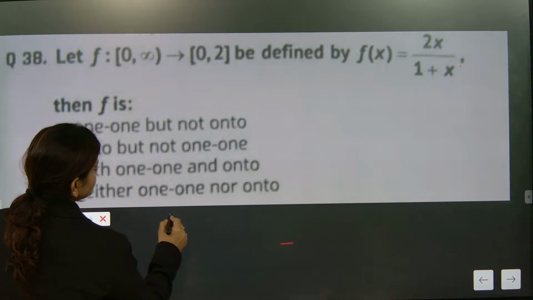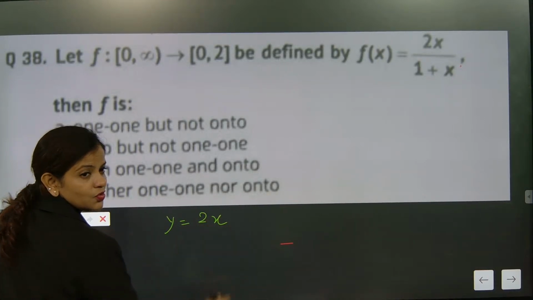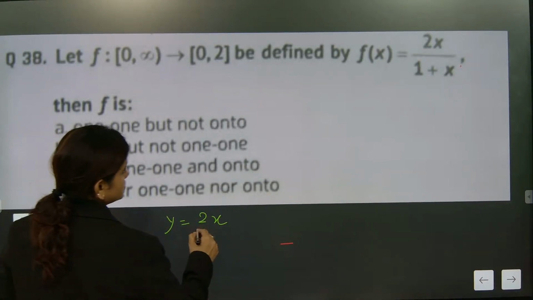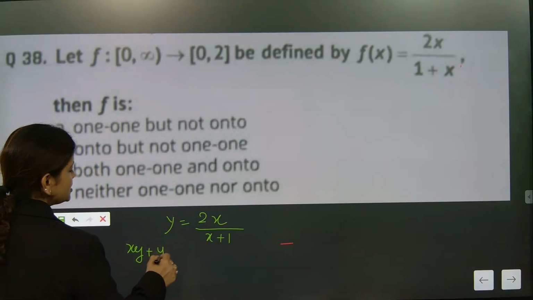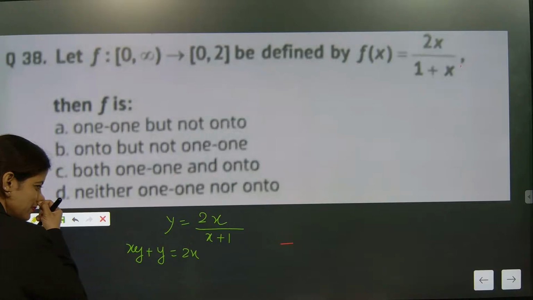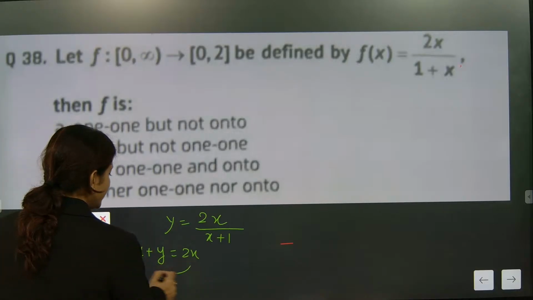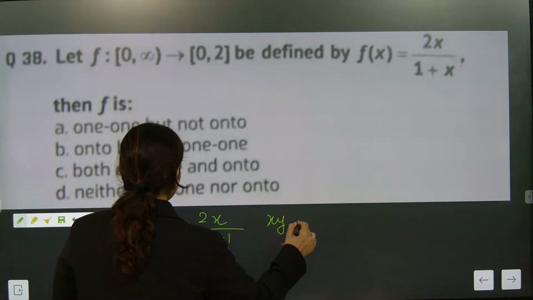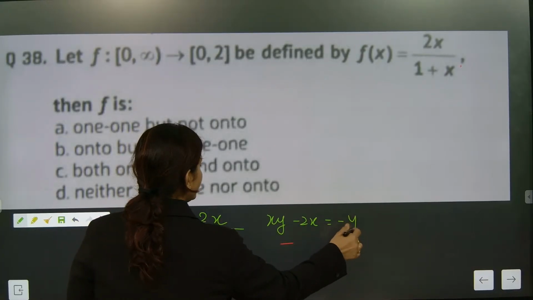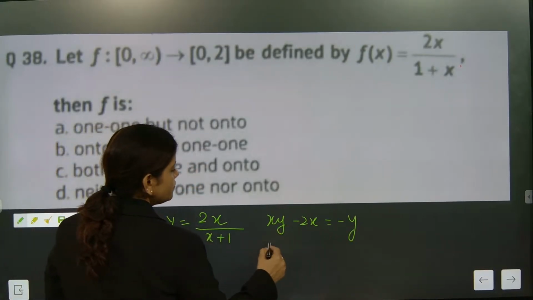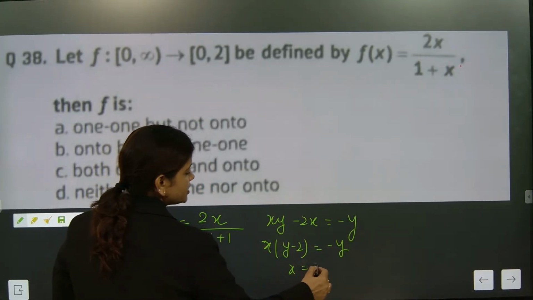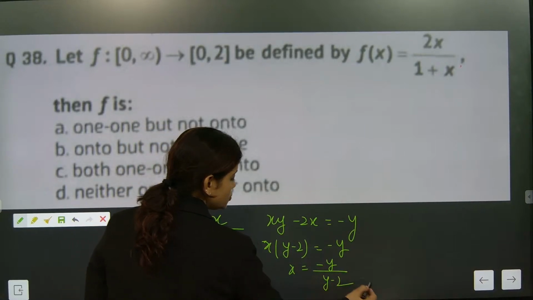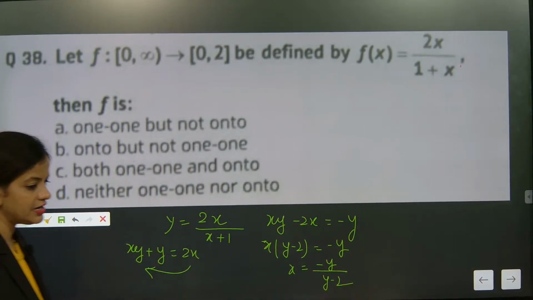Check this one out. y is equal to 2x over x plus 1. Now you multiply, it will become xy plus y is equal to 2x. Now here x you take inside, it will become xy minus 2x is equal to minus y. Got it? So now x you take common, it comes as x(y minus 2) is equal to minus y. So x is equal to minus y by y minus 2. This is the most important part. Please kindly remember this one.